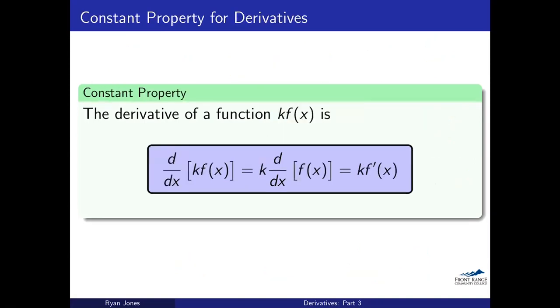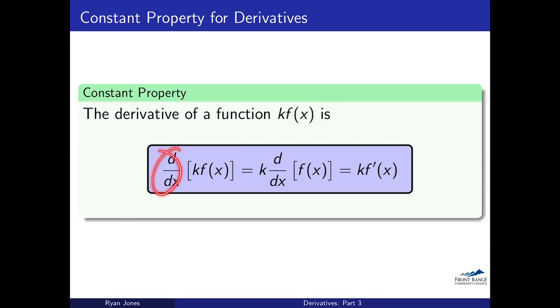So let's move on. I want to talk about this constant property for derivatives before doing a couple examples. And again, this is different from the constant rule. The constant rule is when your function is a constant. This constant property talks about if I already have a function and I multiply it by a constant, I'm allowed to basically ignore that constant. I can take a derivative of the function as I normally would, and then I can just multiply it by the constant. So here's this notation again.